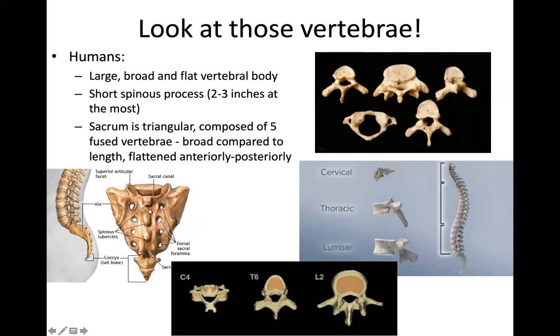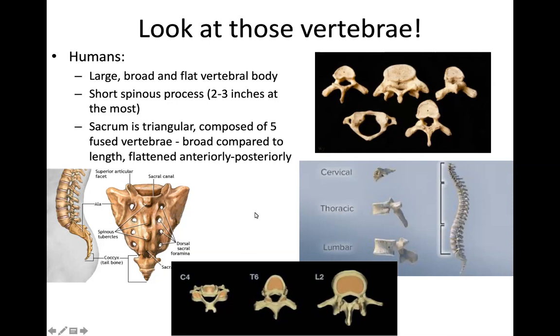Our sacrum, which is, as many of you know, the source of much back pain, is also where the pelvis connects. Our sacrum is triangular, composed of 5 fused vertebrae. Some individuals will have more or less, but on average, we have 5. And it's very broad compared to animals. That goes along with the general appearance of the pelvis, which is narrower in other mammals. And our sacrums tend to be very flat, anterior to posterior, which means front to back.